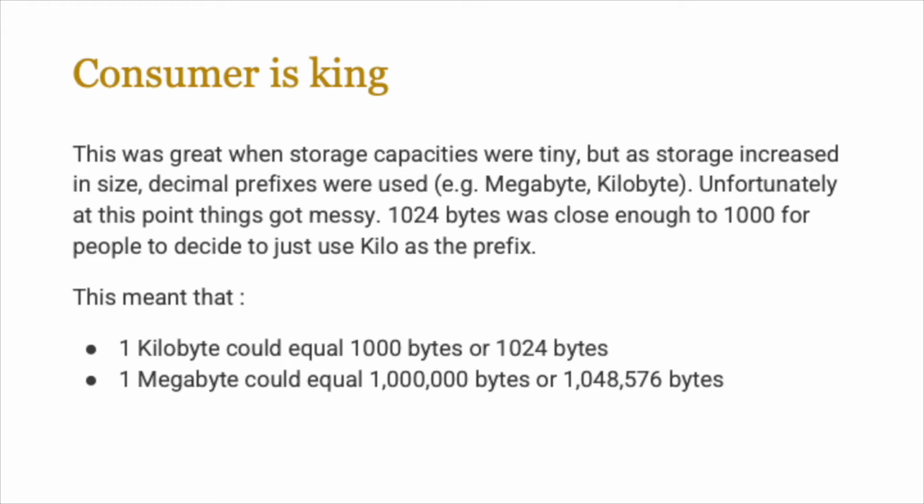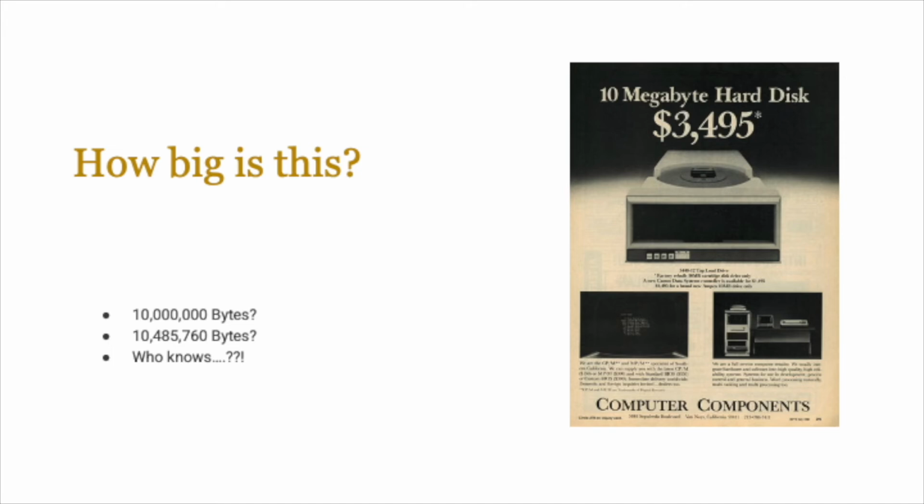However, still, 1024 bytes was close enough to 1000 bytes that we could get away with things. But as memory capacity and storage capacities increased, things started to become difficult for both software developers and manufacturers themselves. So here's an example of this. This is an ad for a 10 megabyte hard disk in the old days. However, how do we know how big this is?